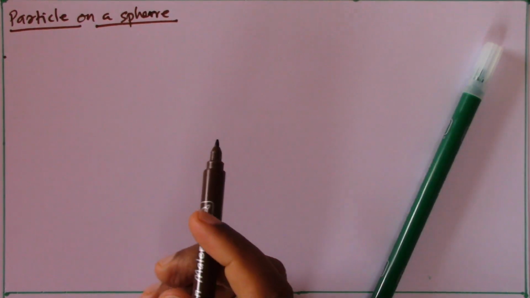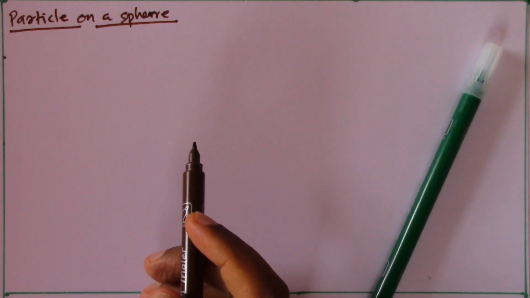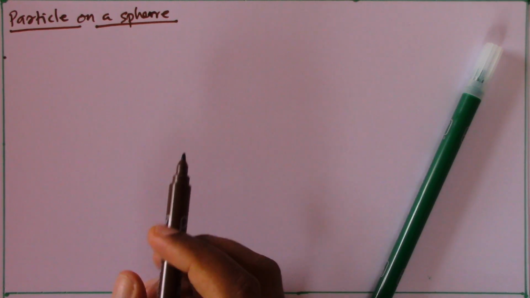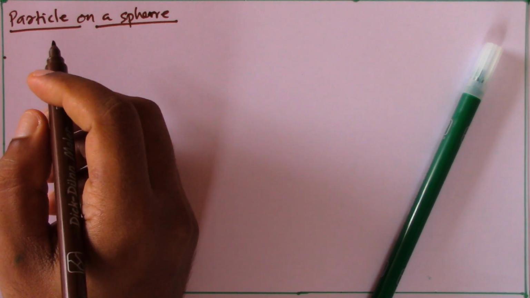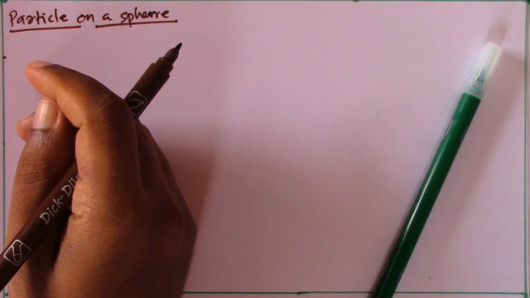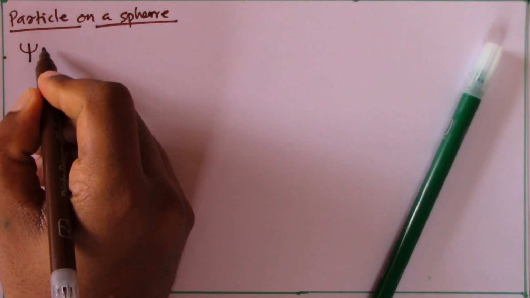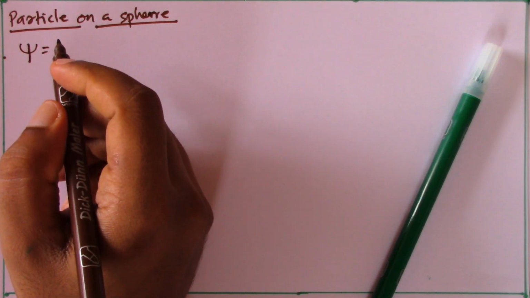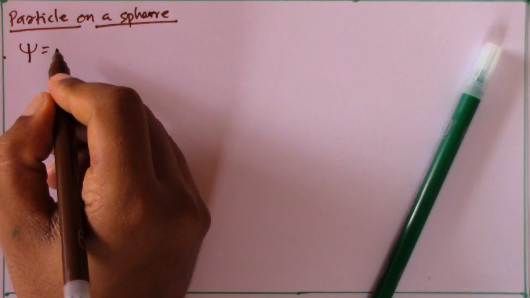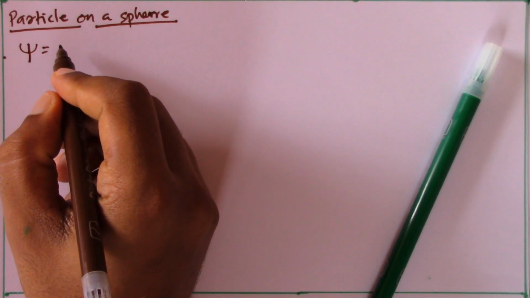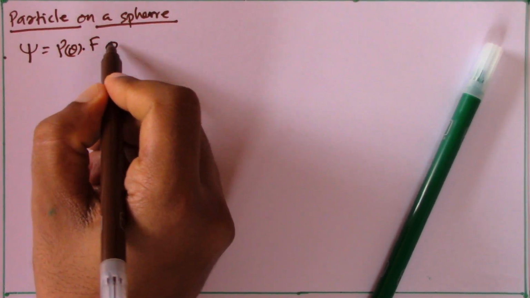So we are learning the particle on a sphere, how to solve the Schrodinger wave equation for the particle on a sphere. We already solved the Schrodinger wave equation for the system, and for that we adopted the method of separation of variables. Then we had assumed that the wave function psi is a product of two independent functions, that is psi is equal to the product of P and F, where P is a function of theta and F is a function of phi.